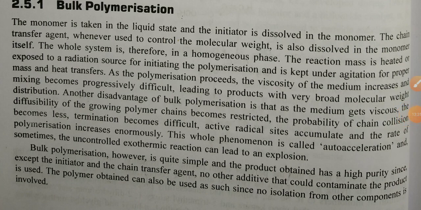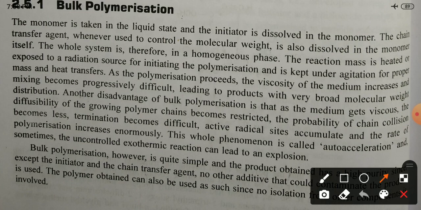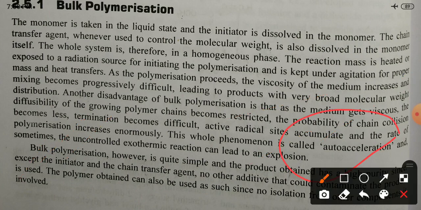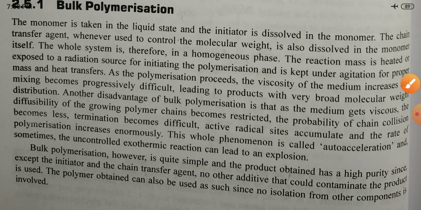As the polymerization proceeds, the viscosity of the medium increases, and as the molecular weight grows, the polymer chain movement becomes restricted and the probability of chain collisions and termination becomes difficult. This accelerates the rate of polymerization. This whole phenomenon is autoacceleration, and sometimes the uncontrolled exothermic reaction can lead to an explosion.